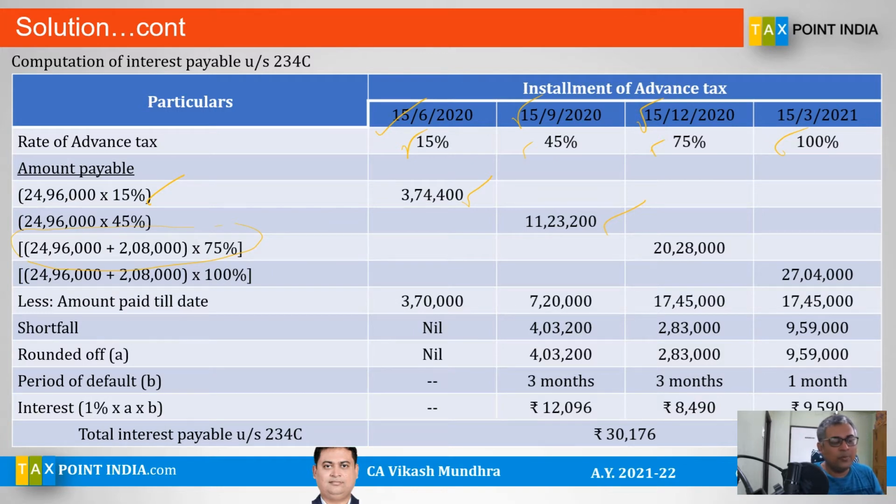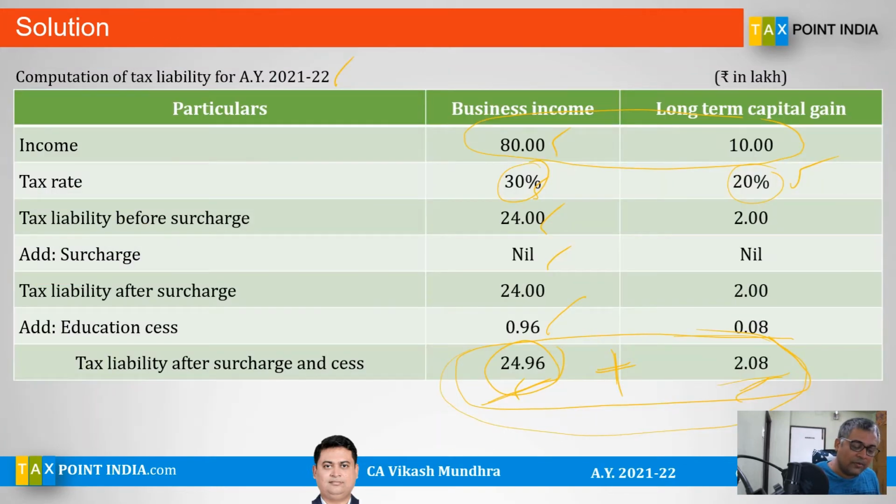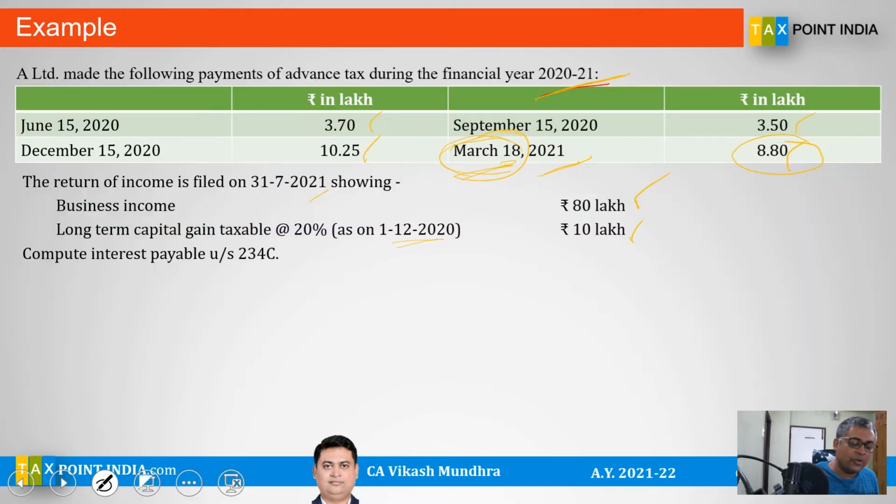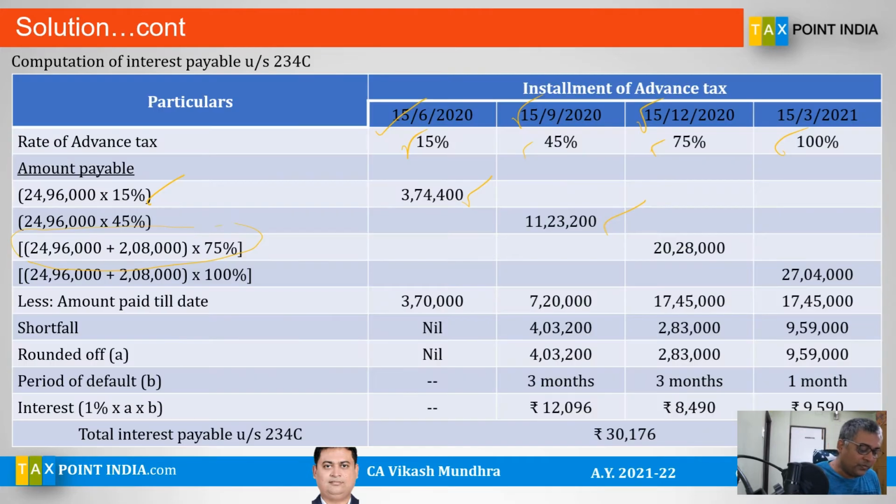And now in this period we added both, that is 24.96 plus 2.08. Why? Because your long-term capital gain arose on 1st December 2020. Henceforth, we are supposed to match our advance tax liability by the next due date, that is 15th December 2020. 24 plus 2 into 75%, 20 lakh 28,000, and by 15th of March you are supposed to pay 27 lakh 04,000. These are cumulative figures.